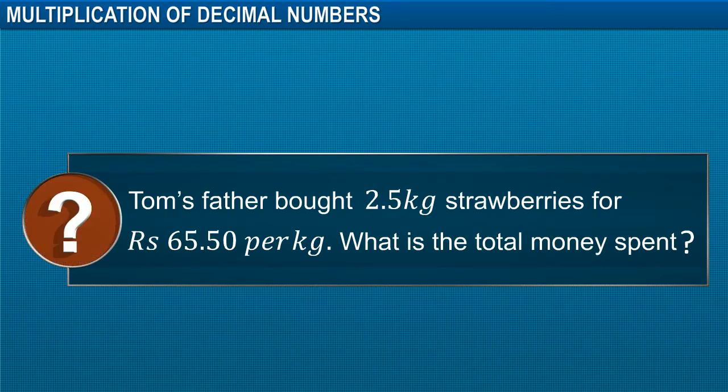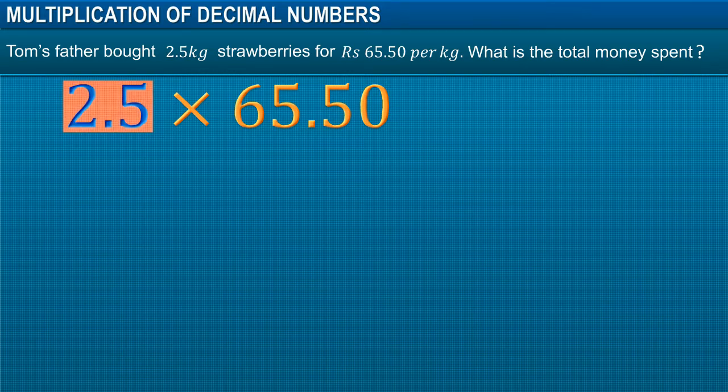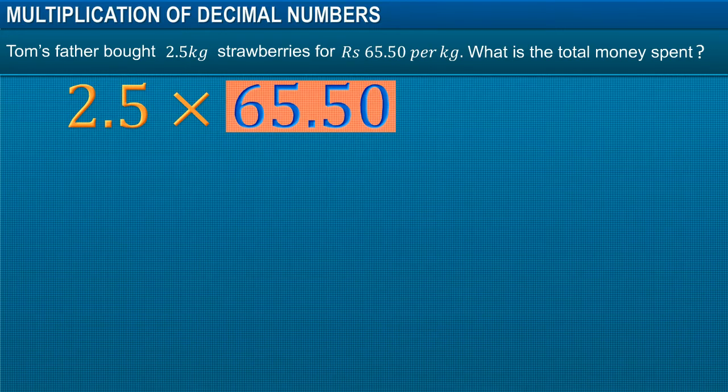Tom's father bought 2.5 kg strawberries for 65 rupees and 50 paise per kg. What is the total money spent? To find the total money spent to buy the strawberries, we have to multiply the quantity of strawberries, which is 2.5 kgs, with the price per kg, which is 65 rupees and 50 paise.